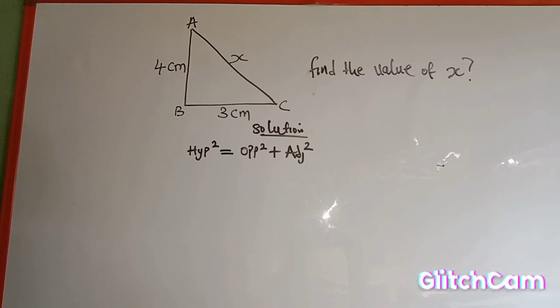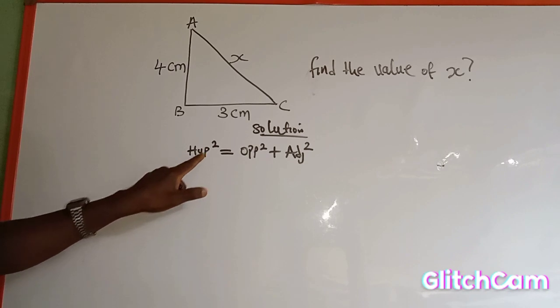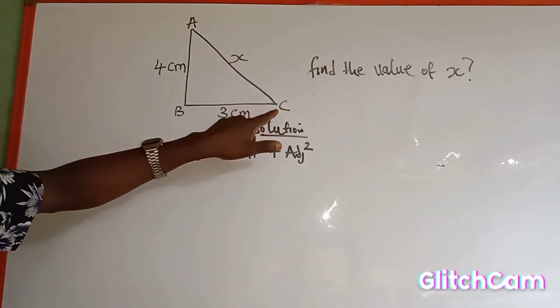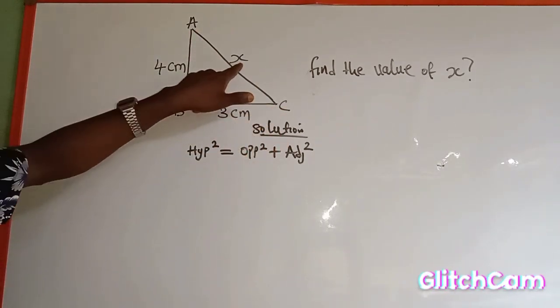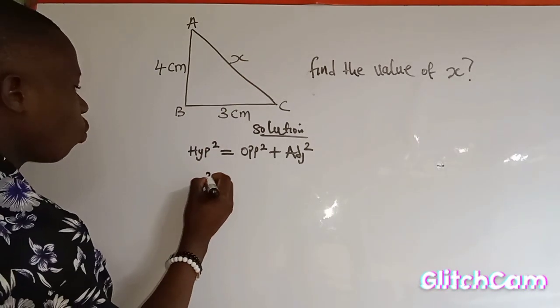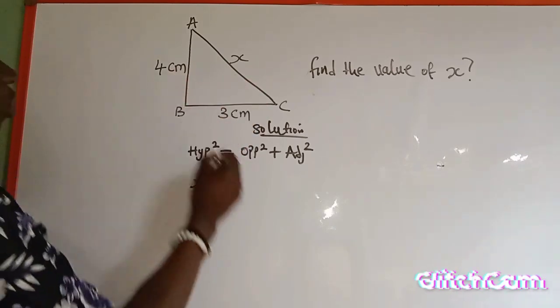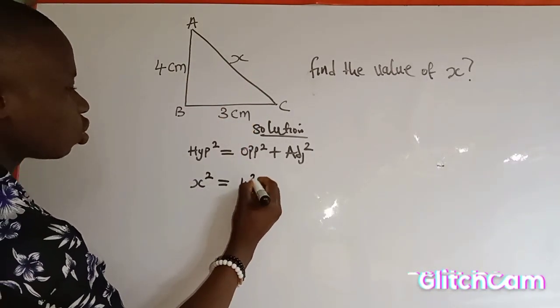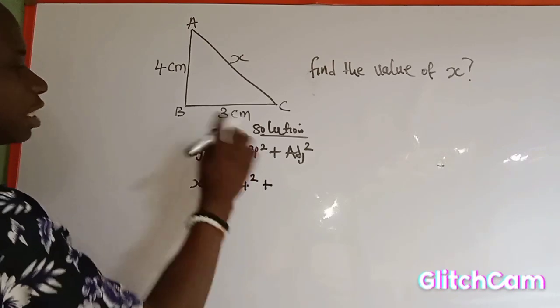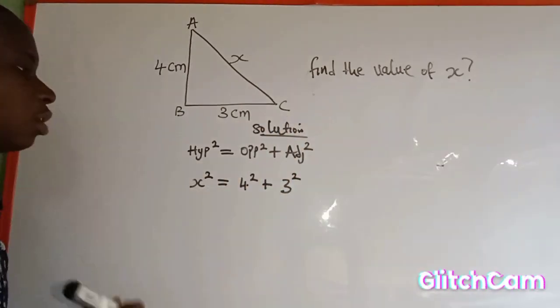So with this explanation, we can successfully substitute the values into this formula. This is hypotenuse squared, and the longest side of this triangle is the hypotenuse, and its value is represented by S. So I'll have S squared, which is equal to the opposite, which is 4 centimeter squared, then plus the adjacent, which is 3 centimeter. Then the square is constant from the formula.